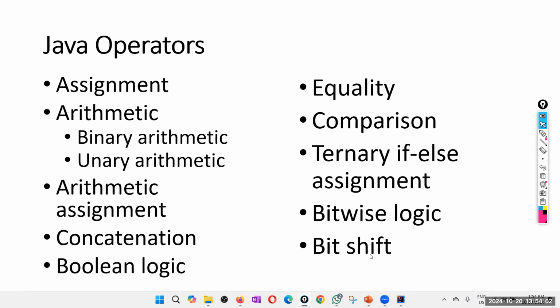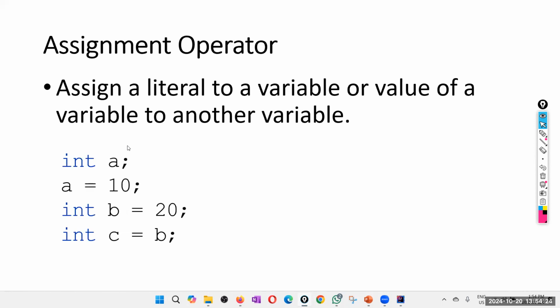So if you take C# or Python or PHP, there also you have these operators. Most of the operators are there, maybe one or two missing, or maybe one or two additional things in a different language. So what is unary? I will explain that when we get into the arithmetic. So the first one is the assignment operator.